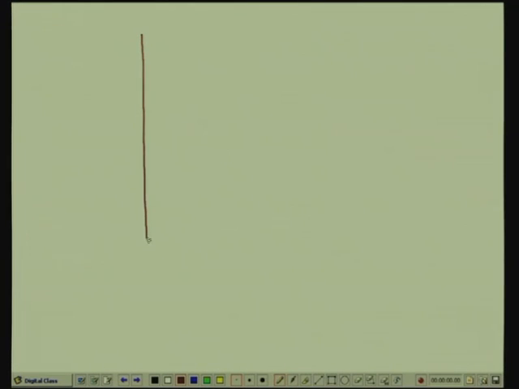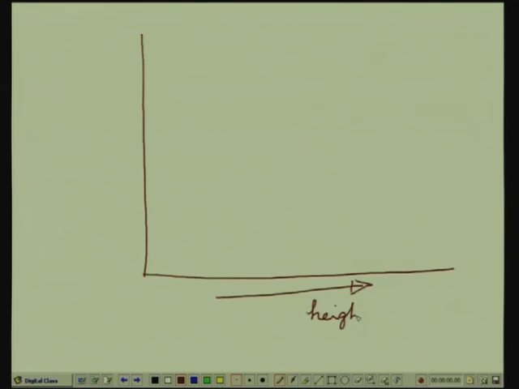We are having two axes. On this axis I plot the height in meters, and this height is coming from the crisp set, that is the universe of discourse. Now, it may be say 1.2 meter, 1.4 meter, 1.5 meter, 1.6 meter, 1.7 meter, 1.8 meter, all right, in meters.